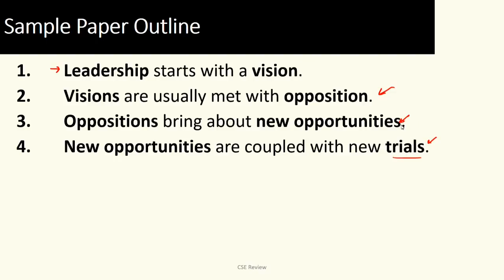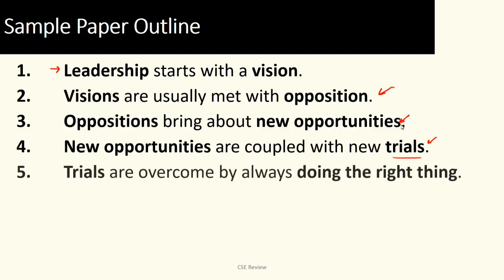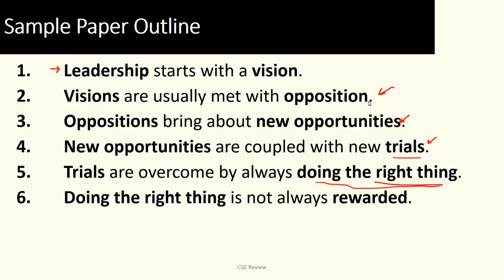Then new trials, so I start only with the word trials. Trials are overcome by always doing the right thing. Okay? Because Joseph did not give in. Next, of course, doing the right thing again. I start with, doing the right thing is not always rewarded. Okay? Why? Because he was even imprisoned after that.